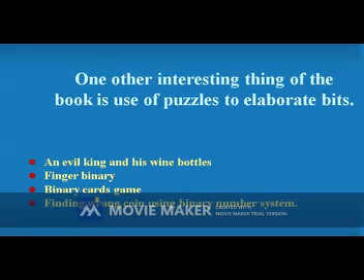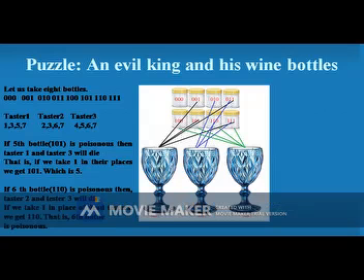One other interesting thing of the book is use of puzzles to elaborate the concepts such as bits. Some of the examples are Enable King and his wine bottles, Finger Binary, Binary Cards Game, Finding Wrong Coin using Binary Number System. The puzzle goes like this.